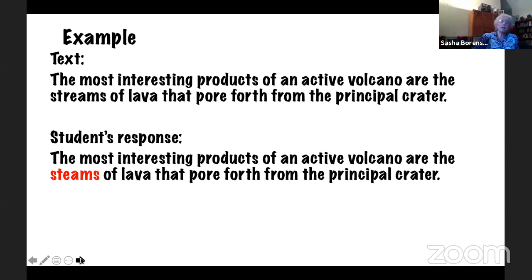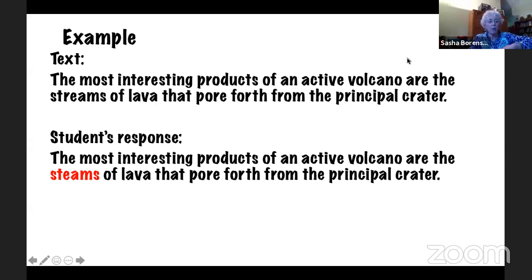So here's another example. The most interesting products of an active volcano are the streams of lava that pour forth from the principal crater. And they read, the most interesting products of an active volcano are the steams of lava that pour forth from the principal crater. So I'm going to cover the word steams up.